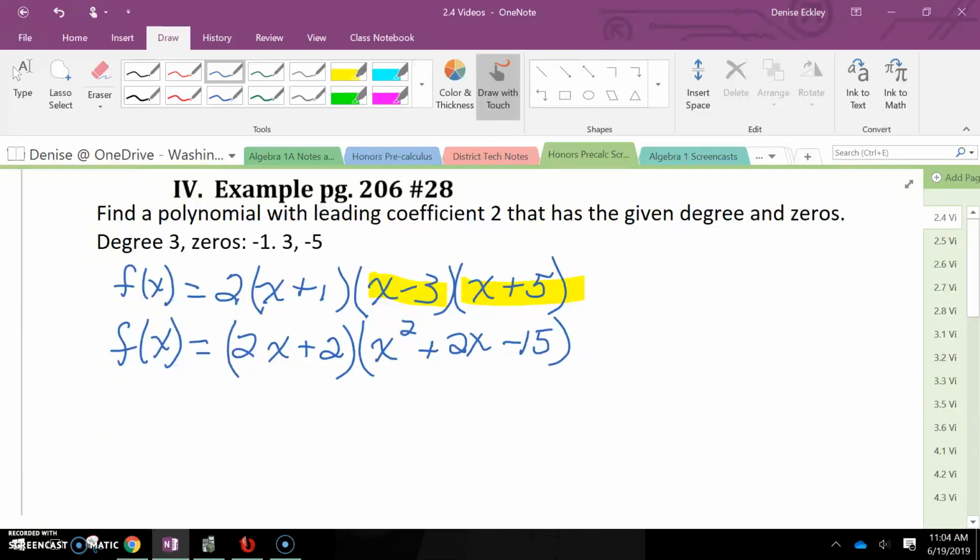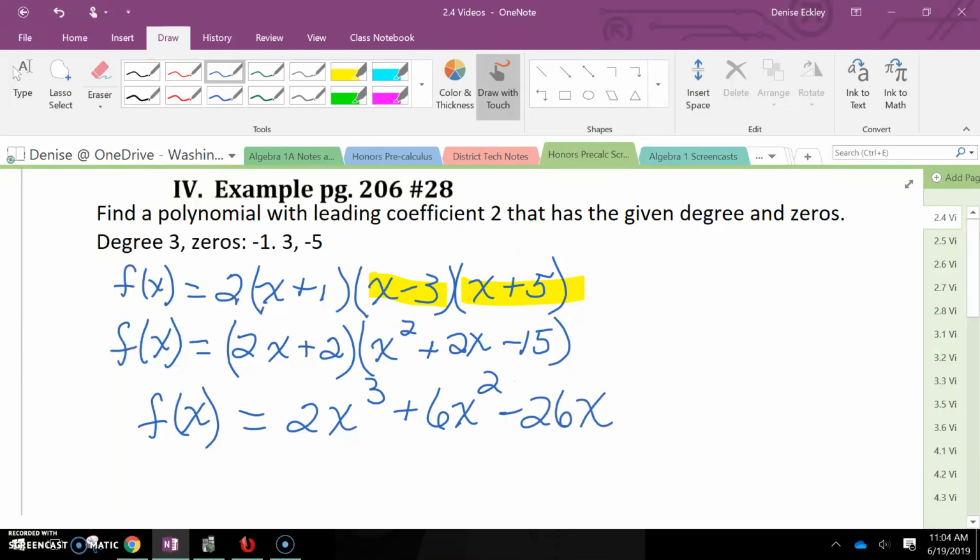And now I just have to multiply this binomial times this trinomial. When I do that, I get 2x to the third plus 6x squared minus 26x minus 30. And there is our polynomial with a leading coefficient of 2 and has the degree and the correct zeros.